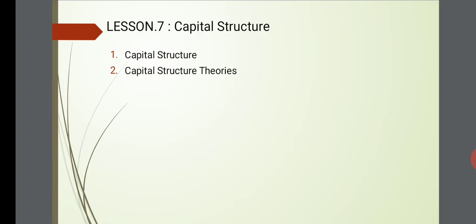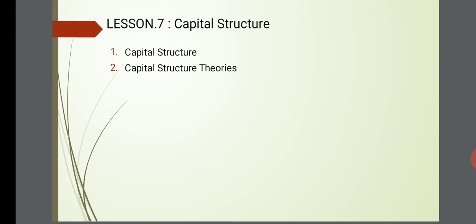A company, a corporate, has an option. For example, it needs some funds, say 1 lakh rupees. It has the option to get this 1 lakh rupees in the form of debt, or in the form of equity, or in the form of preference shares. So capital means long-term sources of finances.